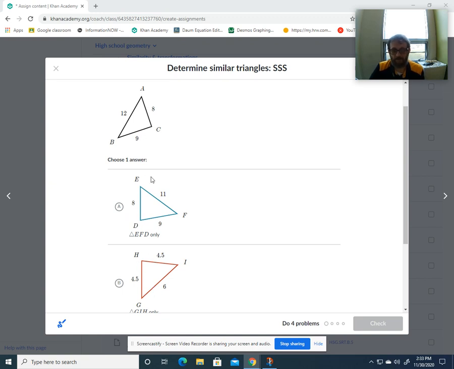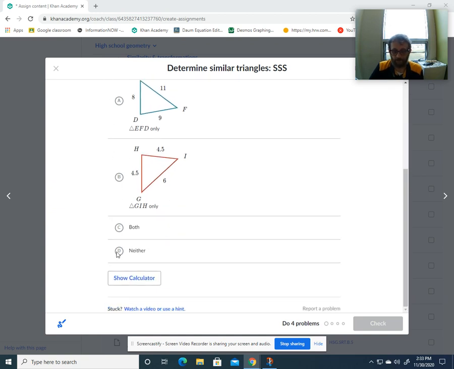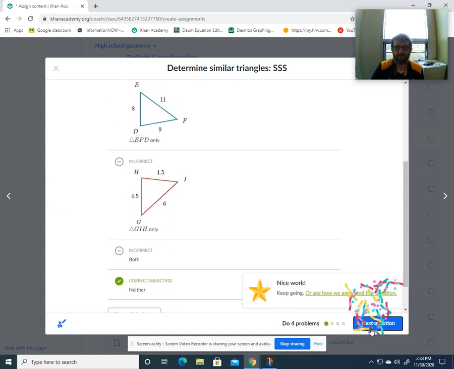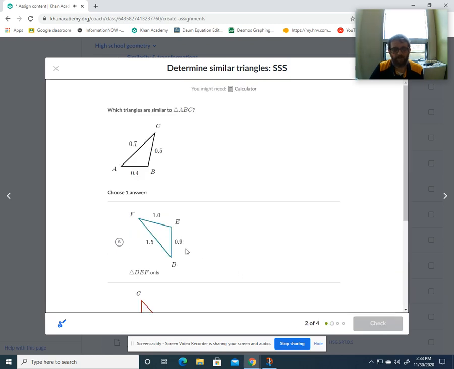Now here, this one, half of 9 is 4.5, and half of 12 is 6. But half of 8 is not 4.5. So it has to be a proportion. It has to be equal proportions on all sides. So this one is none of that. It's neither. Neither one of those match up.